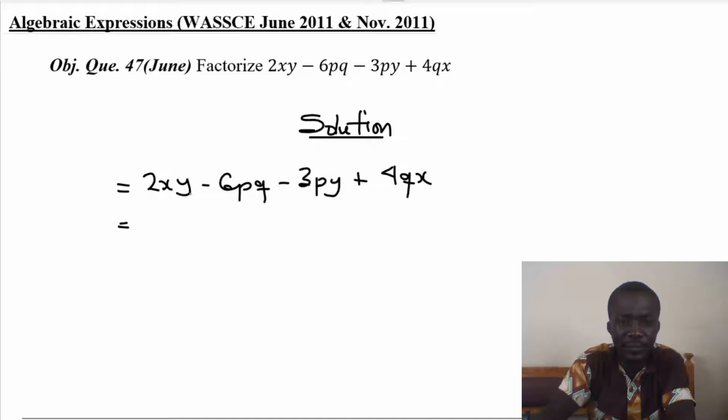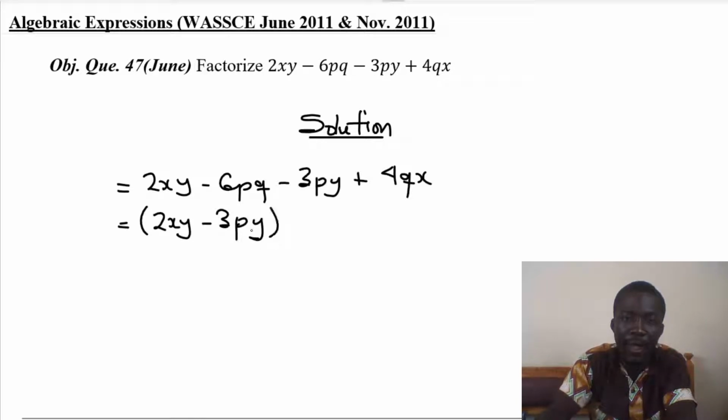We have 2xy minus 6pq. We can only factor the numbers, but when it comes to the variables, we can't. So instead of picking the first two, I'm going to pick the first one and the third one, 2xy minus 3py as our first group. Then the second one, plus 4qx minus 6pq.